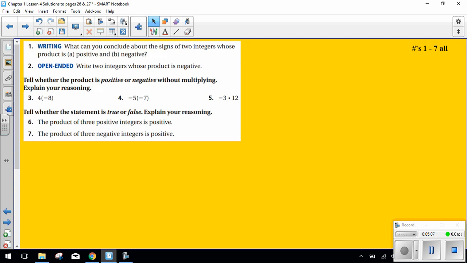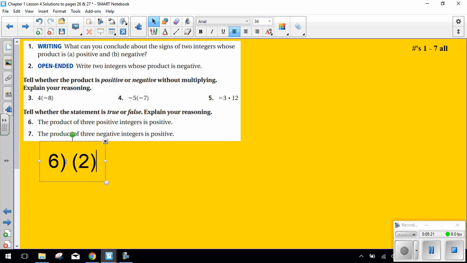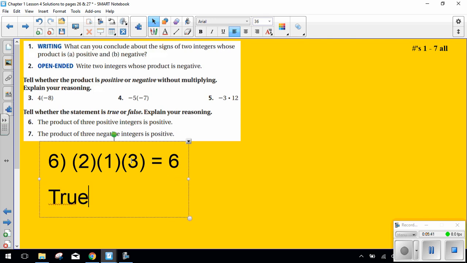Okay, number 6 and 7, tell whether the statement is true or false and explain your reason. So for number 6, the product of 3 positive integers is positive. Well, we can do an example. 2 times 1 times 3. Is this solution going to be positive or negative? Well, positive times positive would be positive. And then this positive 2 times 3 is going to be positive 6. So true or false? True.